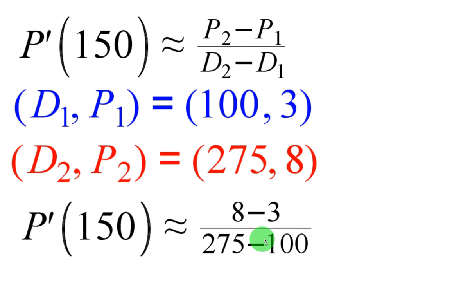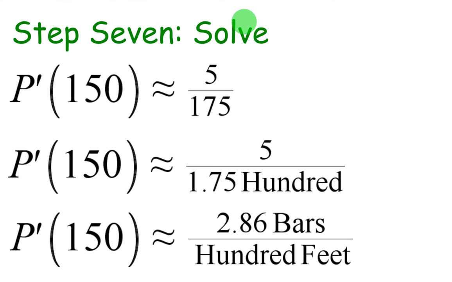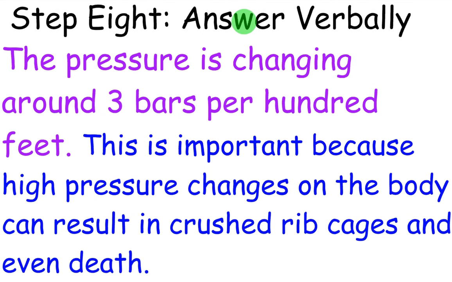All right, so then we just estimate, finding the slope of these two points. 8 minus 3 is 5. That's going to be 175 on the bottom. Now, it's per 100 feet, right? So I changed this to 1.75 hundred. And then what I did was I divided the top and bottom by 1.75. So I got 2.86 bars per 100 feet, which is how much it's changing at 150-foot depth.